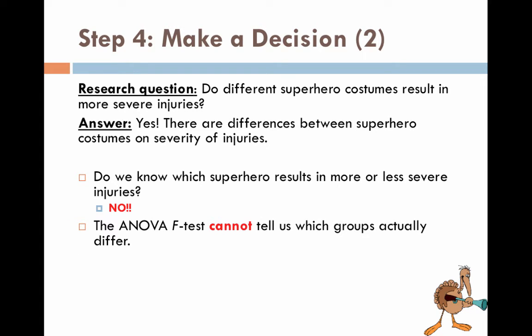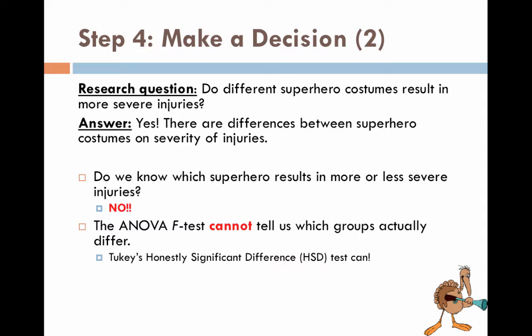The thing is, the ANOVA F-test cannot tell us which groups actually differ. Our ANOVA F-test is what's called an omnibus test, which means it tests only for overall differences. It does not tell us which groups specifically differ from each other. It just gives us overall differences.